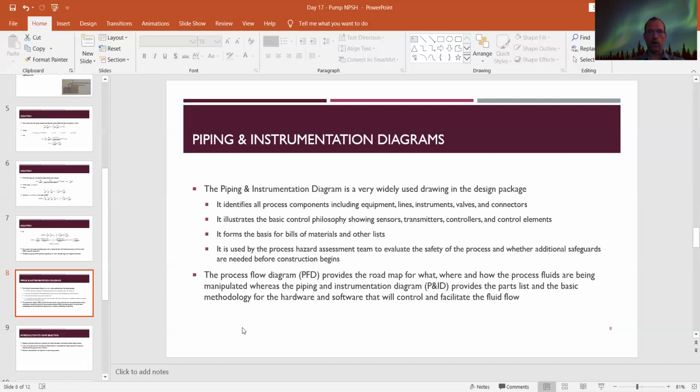So it's a little bit different than the process flow diagram. The process flow diagram basically shows you what, where, and how these fluids are being manipulated, whereas a piping and instrumentation diagram gives you the parts list, basic methodology for the hardware and software that's going to control and facilitate what's actually happening with the fluid flow.